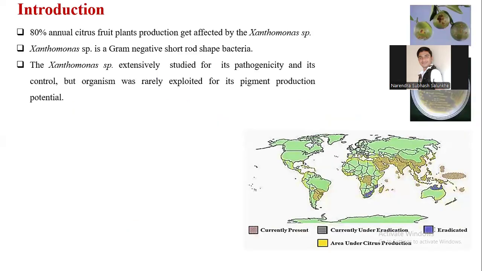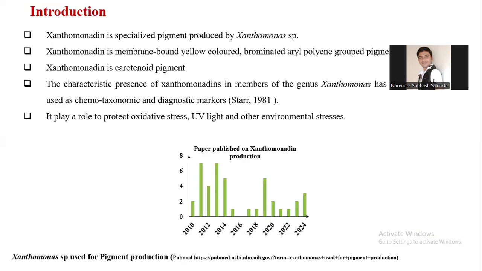Xanthomonas infects citrus family plants. This is a worldwide area where citrus plants are grown. 80% of citrus plants get affected by Xanthomonas species. This explores the diversity of Xanthomonas and the potential of its pigment. The research data showed that there are hardly any research papers available on Xanthomonas species for xanthomonadin pigment production.